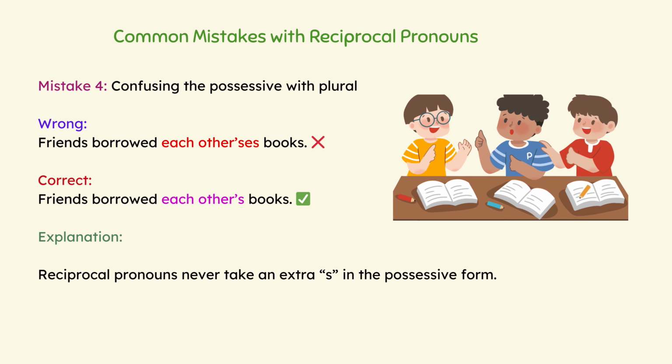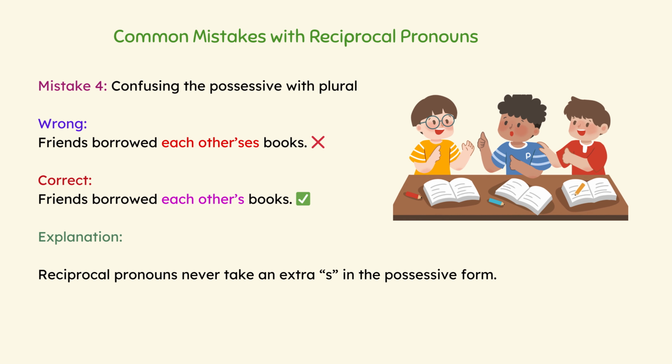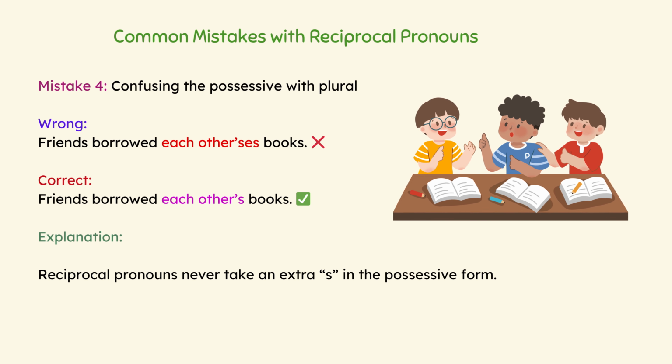Mistake 4: confusing the possessive with plural. Friends borrowed each others books is wrong. Correct sentence is: friends borrowed each other's books. Reciprocal pronouns never take an extra s in the possessive form.